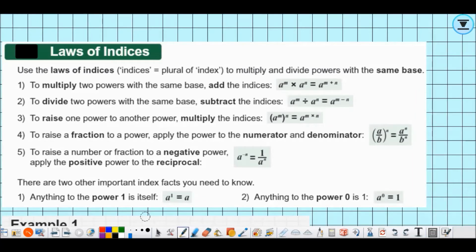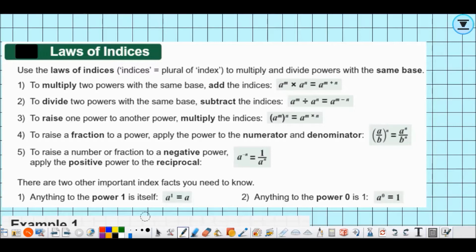So we're going to look at laws of indices in relation to both algebraic and numerical values. As you can see on the screen, we've got different laws of indices. So I'm going to put some numerical values in so we can actually see them in algebraic form.